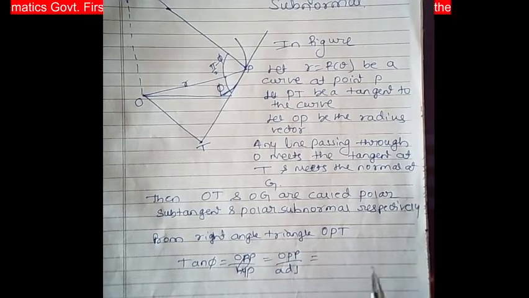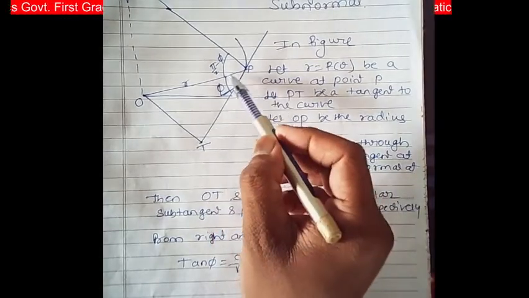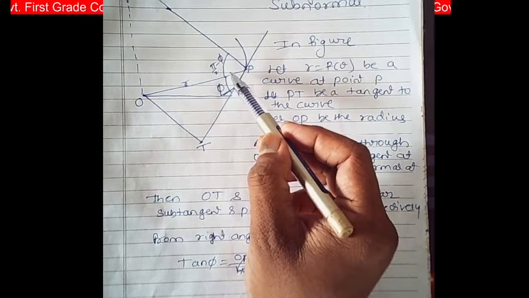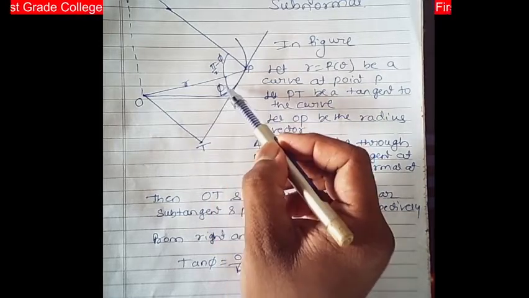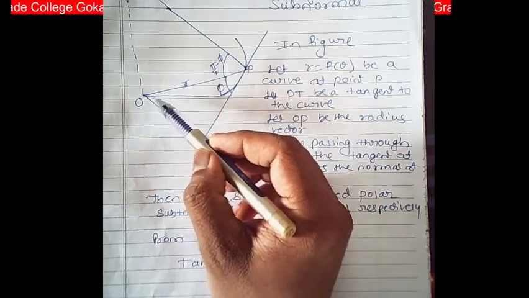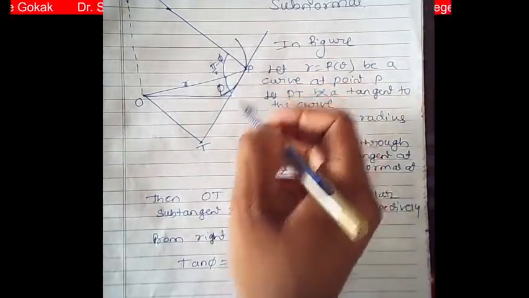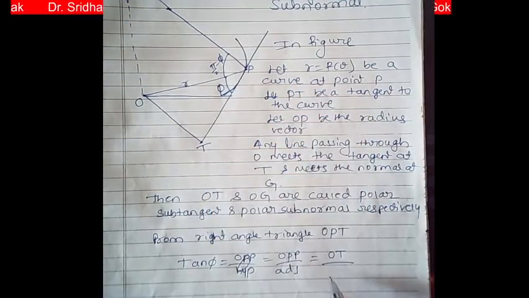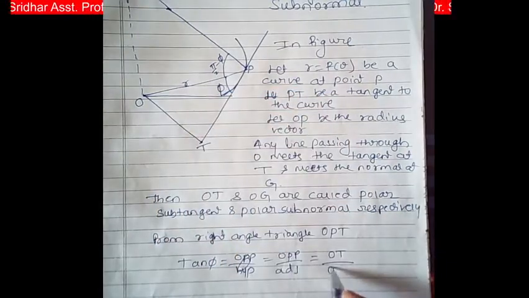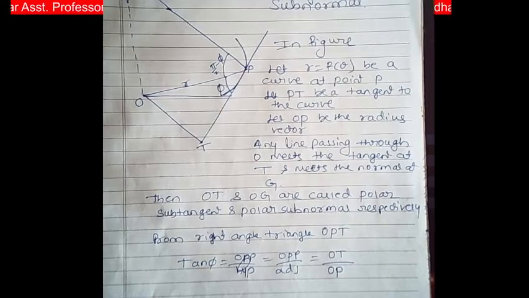So the side opposite to this angle is the opposite side. So that is OT divided by the adjacent side, and this is the adjacent side, so it is OP. Tan phi is equal to OT divided by OP.